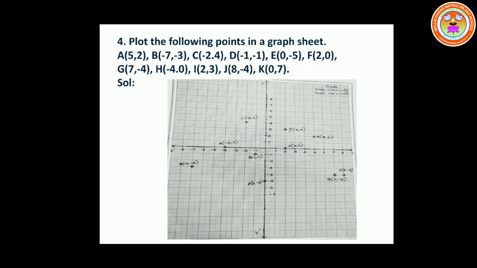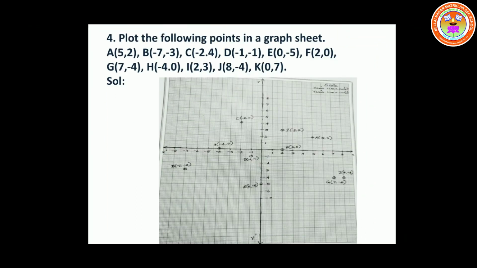Next one. Now we are going to plot the graph on a graph sheet. Plot the following points on a graph sheet. So they are given as A and the points are given till K, A to K. So what we are going to do is, first you are going to draw the x axis and the y axis. So I have drawn two perpendicular lines, one vertical and one horizontal line, that is x axis and the y axis, x dash, y dash. So that is what I have done.